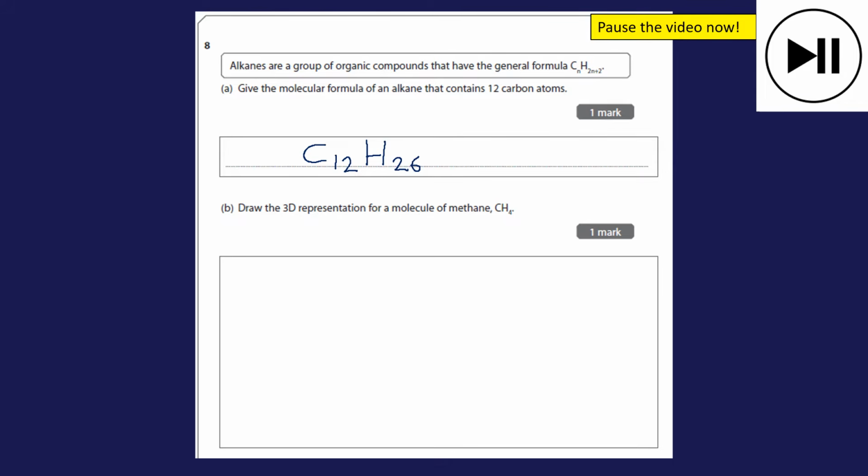Next up, I've been asked to draw the 3D representation of methane. Reminder of my videos, we looked at the bond angles and 3D representations for alkanes, alkenes and benzene. So here it wants me to draw the tetrahedral shape of methane. I draw 2 lines and then a wedge and a dash. As long as I've drawn 1 dash, 1 wedge and 2 lines, I can put them in any order. I'm going to get my mark there.